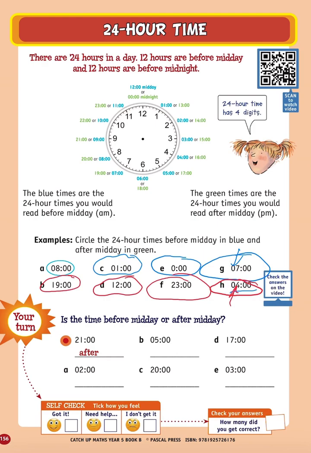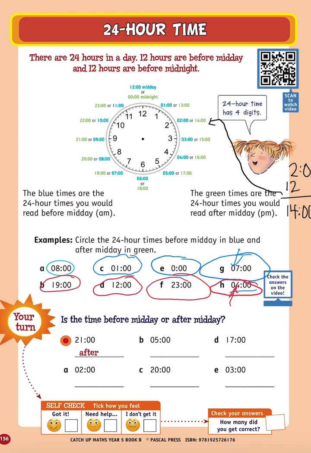Now, just before I send you off to your turn section, I'm just going to show you a quick way of working out what the 24-hour time is. So if it's 2 o'clock in the afternoon, and you want to know how to say that in 24-hour time, all you do is add 12. So 12 plus 2 is 14. So 1400 is 2 p.m. in the afternoon. So can you see that?